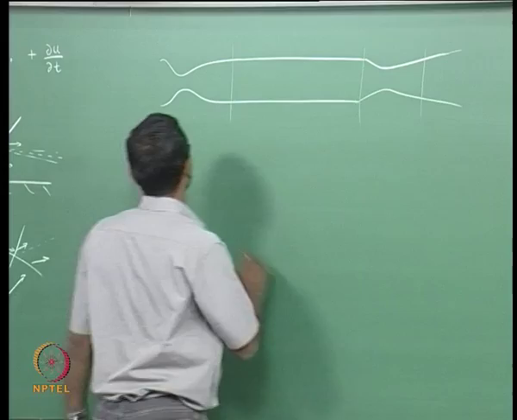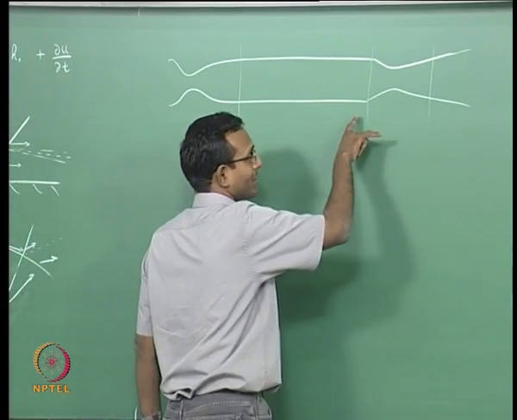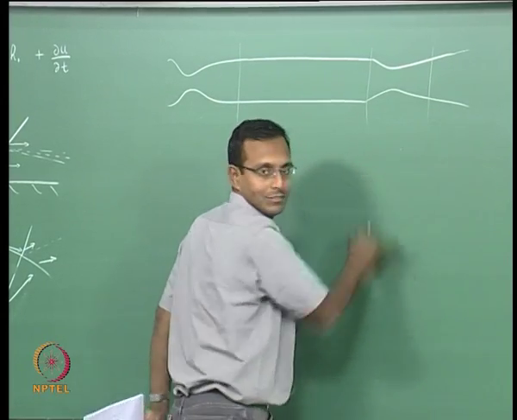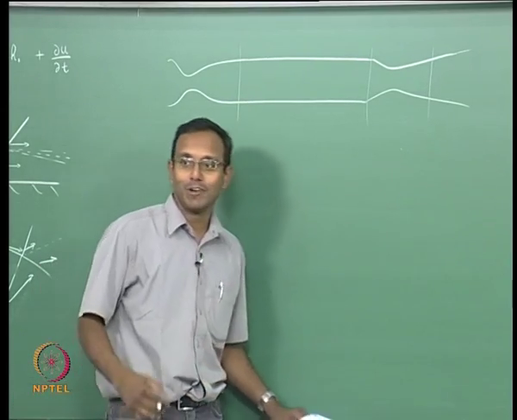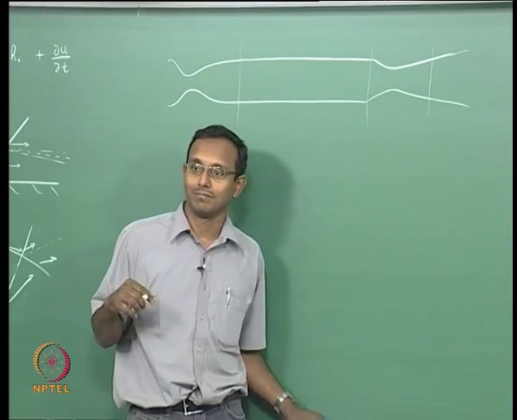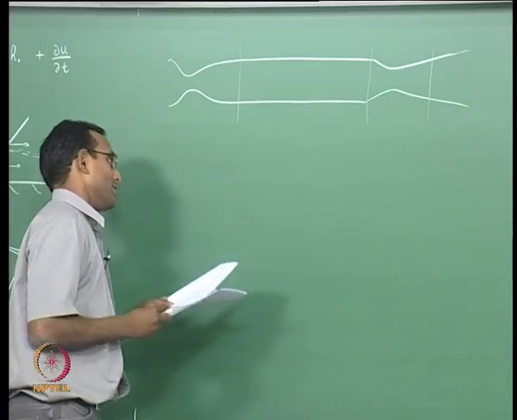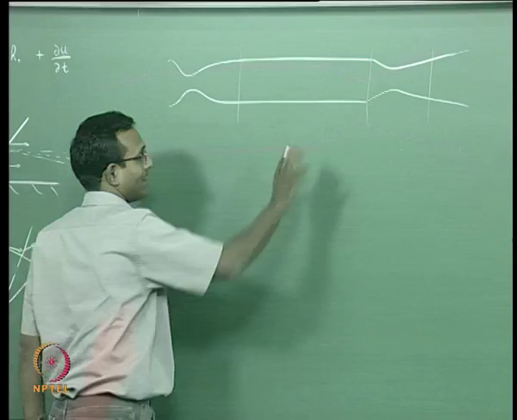I am more justified in saying friction is neglected here than this one, because the area variation is slow and it takes long time. This length is not very small. So you have to think about that also. It may not always be a very well valid assumption. Sometimes it may not be very good. And in this particular course, we are going to deal with only constant area duct.